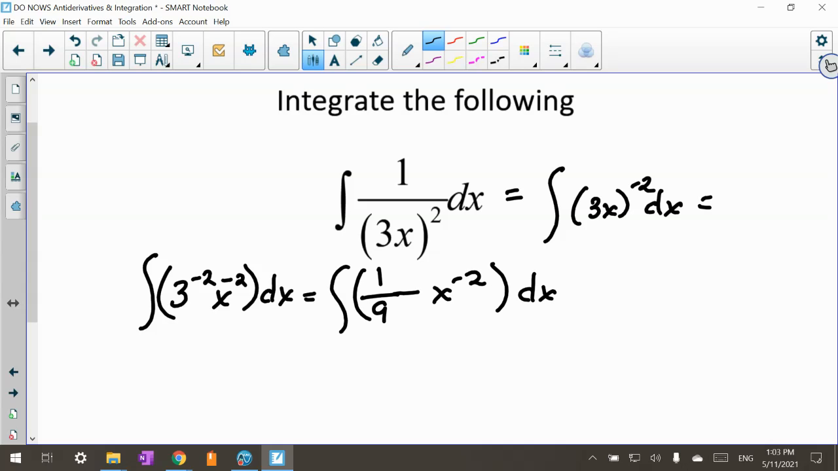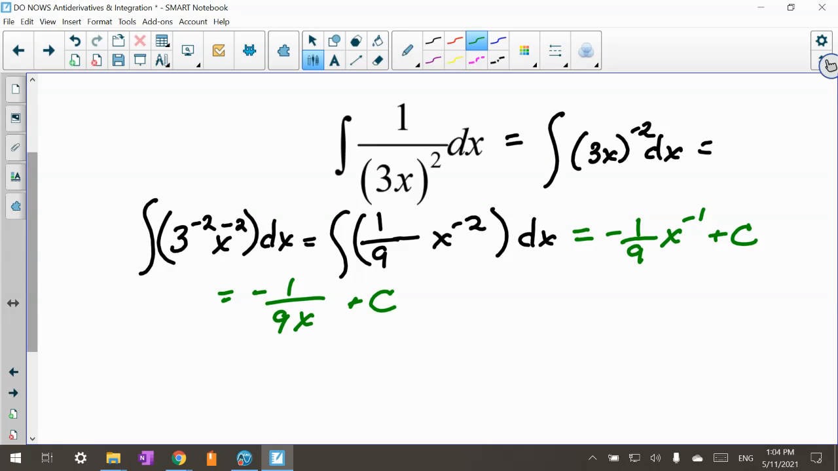So now it's in a form that I can go ahead and do the antiderivative. I'm going to add 1 and multiply by the reciprocal. You're going to get -1/9 x to the -1 plus c, or you can write it as -1/(9x) plus c. Either one is fine.